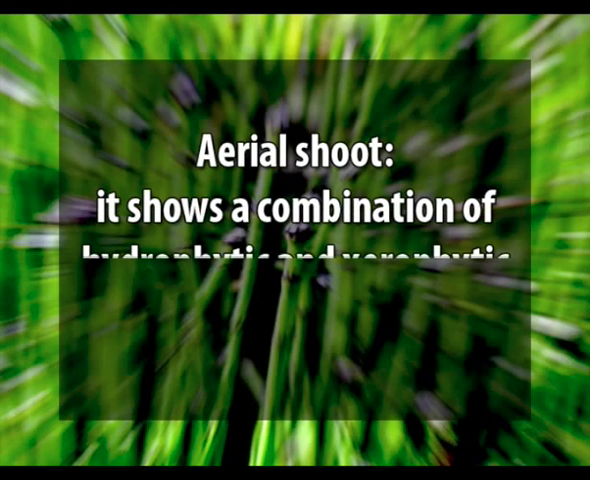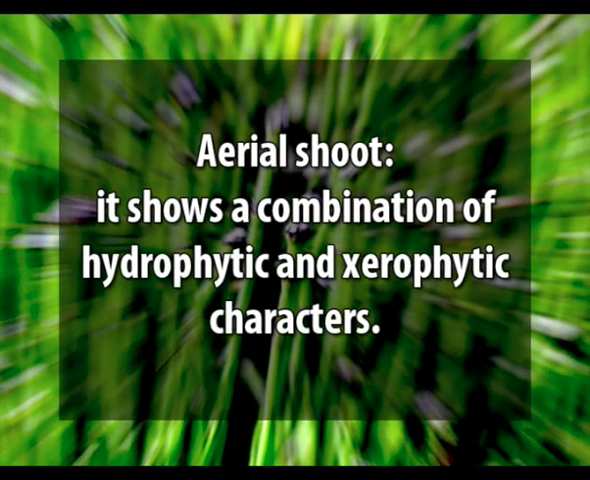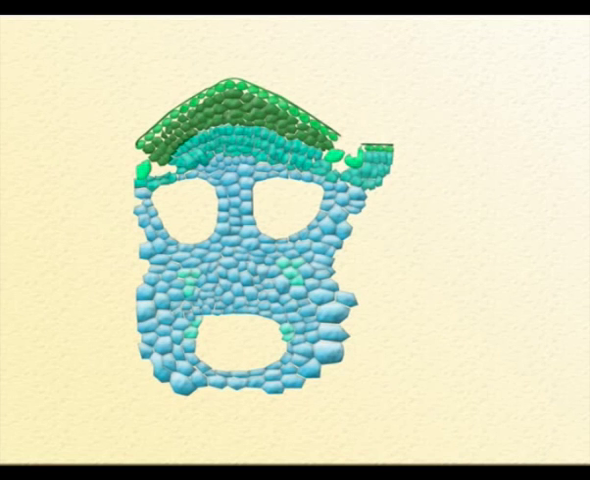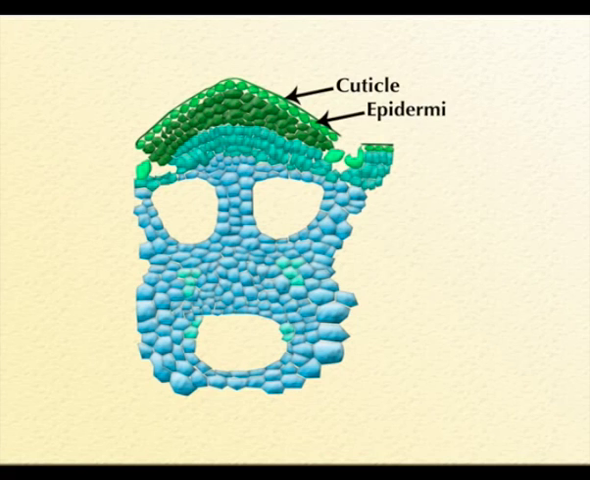The anatomy of the stem of Equisetum is interesting, as it shows a combination of hydrophytic as well as xerophytic characters. The internodes and nodes have different internal structures. Let us first discuss the internal structure of internode. When we cut the transverse section of internode, it is wavy in outline due to the presence of ridges and grooves.